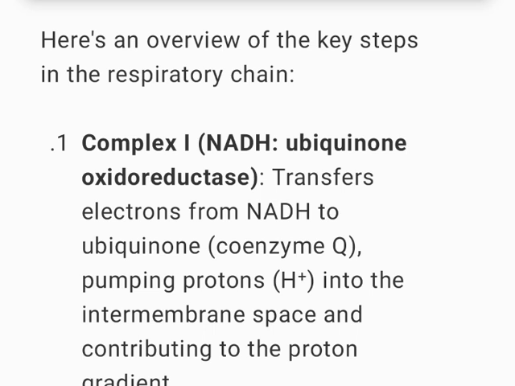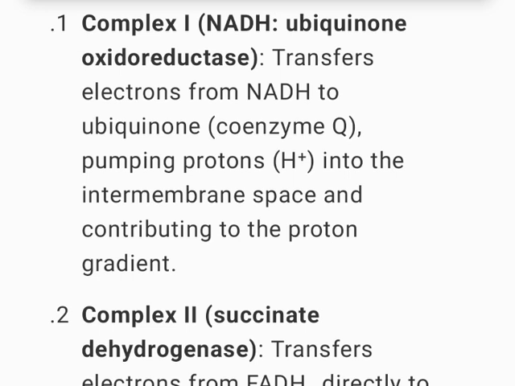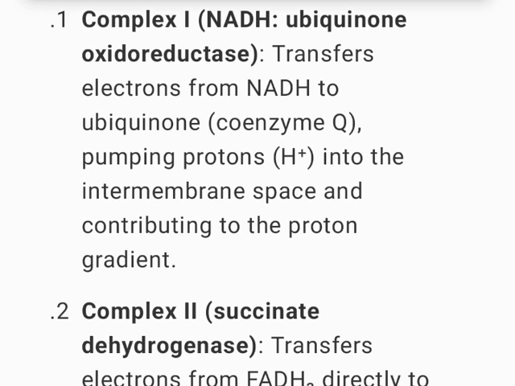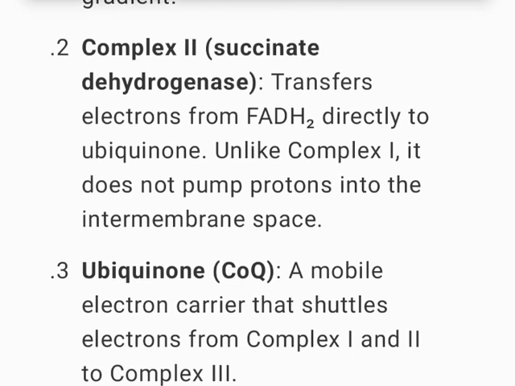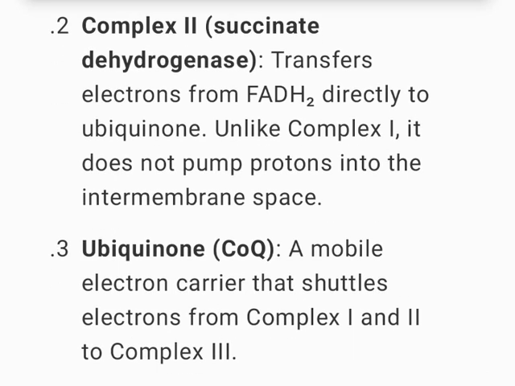1. Complex 1, NADH ubiquinone oxidoreductase, transfers electrons from NADH to ubiquinone, coenzyme Q, pumping protons, H+, into the intermembrane space and contributing to the proton gradient. 2. Complex 2, succinate dehydrogenase, transfers electrons from FADH2 directly to ubiquinone. Unlike complex 1, it does not pump protons into the intermembrane space.